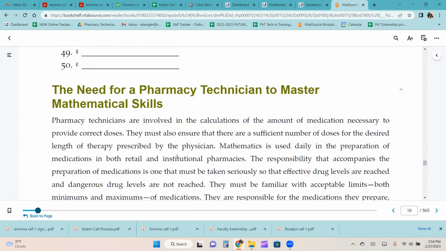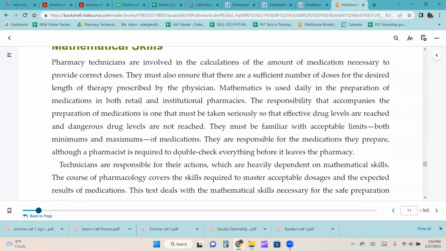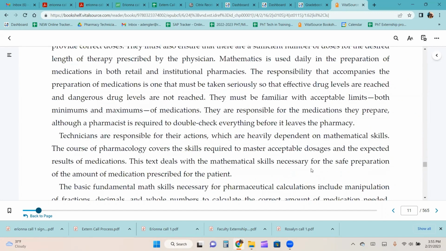The need for pharmacy technicians to master mathematical skills is important. Mathematics are used daily in the preparation of medications in both retail and institutional pharmacies. The responsibility that accompanies the preparation of medications must be taken seriously so that effective drug levels are reached and dangerous drug levels are not reached. Technicians are responsible for their actions, which are heavily dependent on mathematical skills.